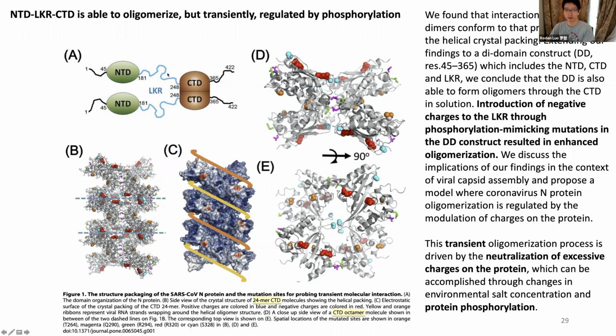Please pay attention to this part. I will leverage this property in the model I propose in the final slide. One of the final slides. So the conclusion here is the oligomerization is transient, and it's driven by the neutralization of the charges, excessive charges on the protein, and it might be able to be regulated by the environmental salt concentration and the protein phosphorylation.